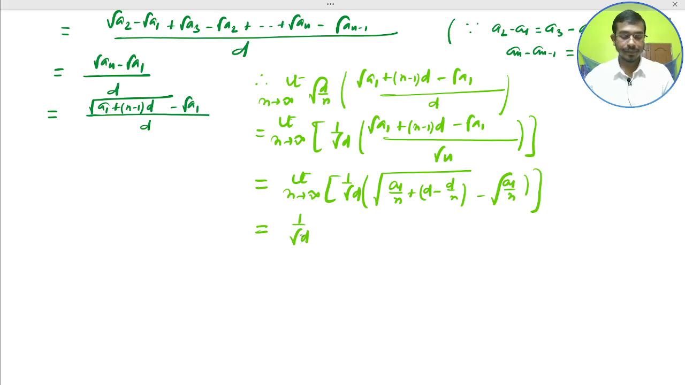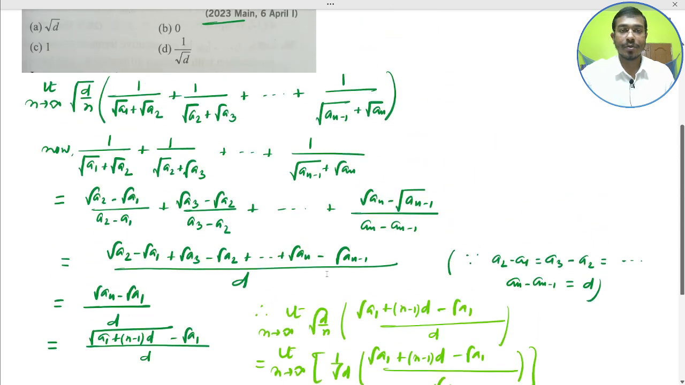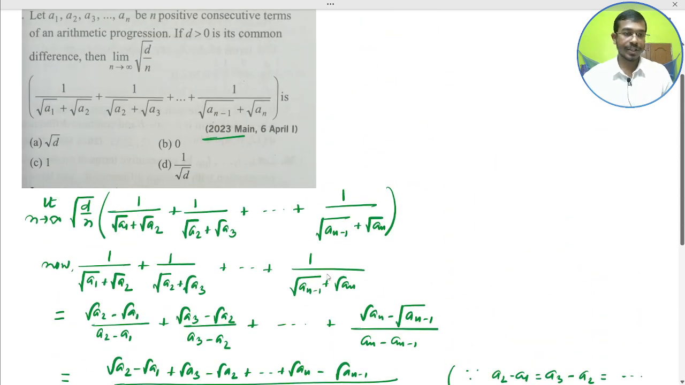So we express the limit n tends to infinity of 1 by root d. n tends to infinity means 1 by infinity is 0, so 0 plus d minus 0 minus root 0. Okay, so this would become root d divided by root d, which means 1. 1 would be the correct answer. That's option C. Next, go ahead.